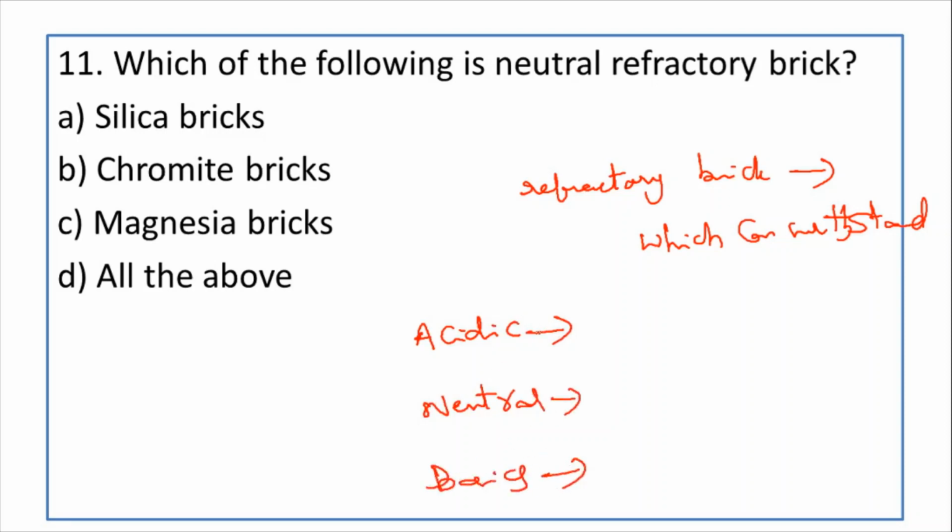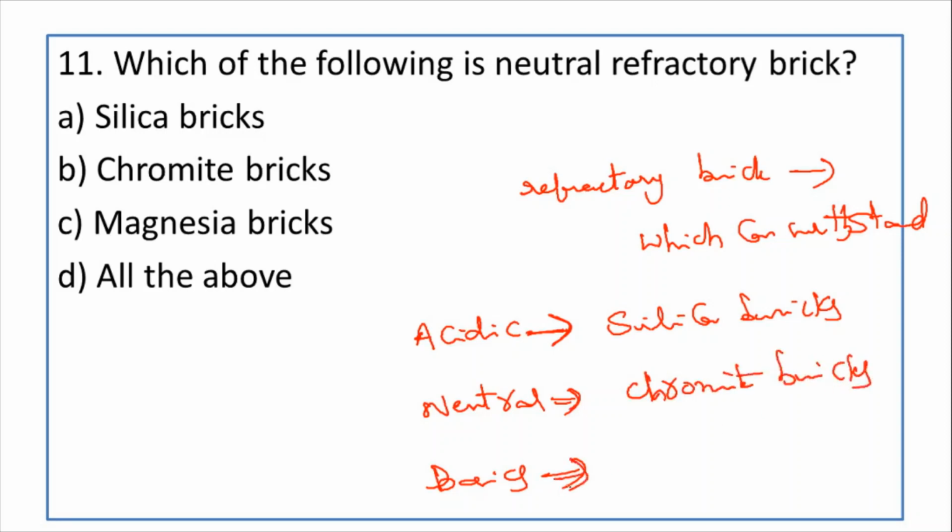The example for the acidic refractory brick is silica bricks, the neutral refractory brick is chromite bricks, and the basic refractory brick is magnesite bricks. So for the acidic, the example is silica bricks; for the neutral, chromite bricks; for the basic, magnesite bricks. And what do you mean by refractory brick?